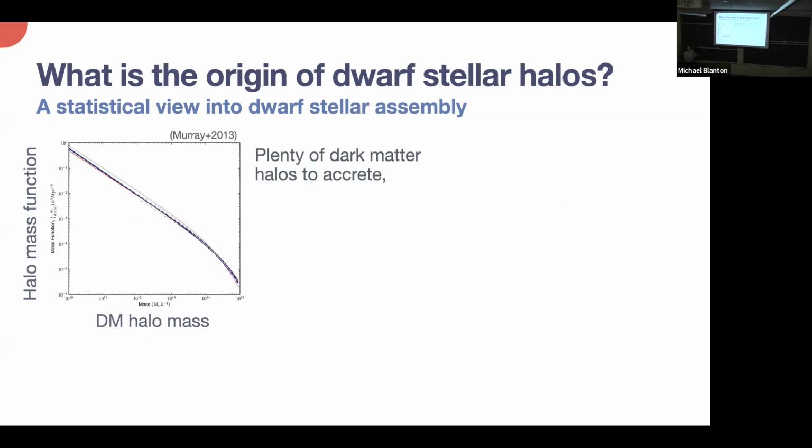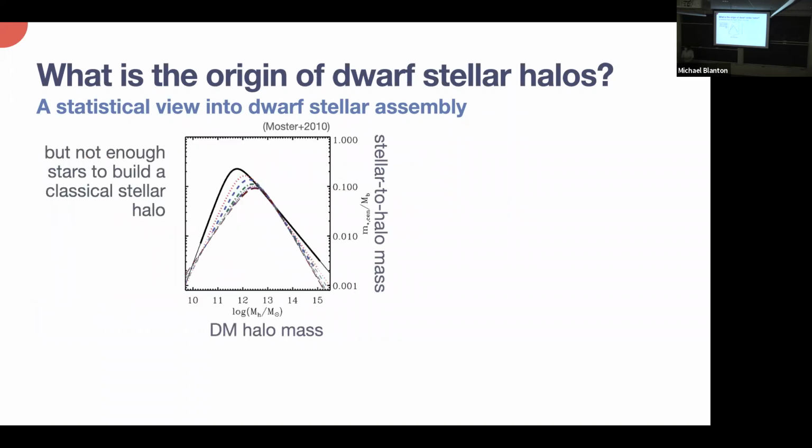But if we think about that a little bit more, we can say, okay, when we think about these dwarf galaxies as hosts, there's plenty of dark matter halos to accrete. This is just the halo mass function. But there's not enough stars to build a classical accreted stellar halo, or at least one accreted by minor mergers in the way that we think about for more massive galaxies.